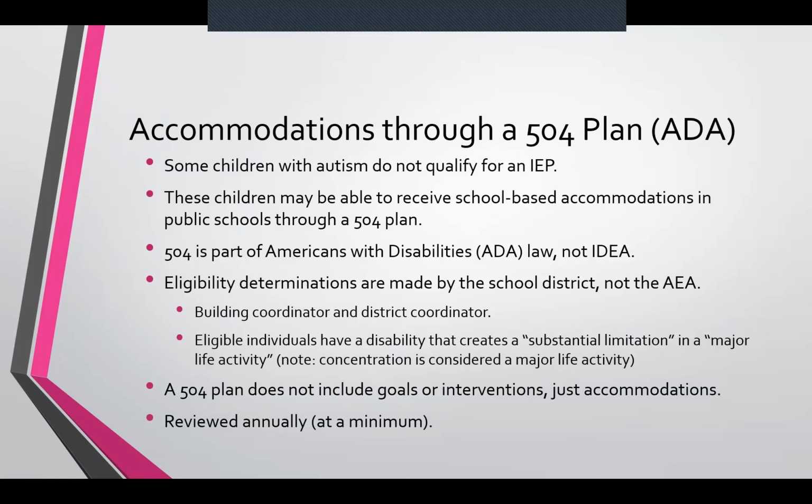Now, some individuals that have a clinical diagnosis of autism spectrum disorder, when they do the educational evaluation, they do not meet eligibility for an IEP. But these individuals may be able to receive school-based accommodations in public schools through what's called a 504 plan. And a 504 plan comes from Americans with Disabilities Act legislation. So it's a different set of laws than special education laws. And these eligibility determinations are actually made by the school district. The AEA is typically not involved with this process.